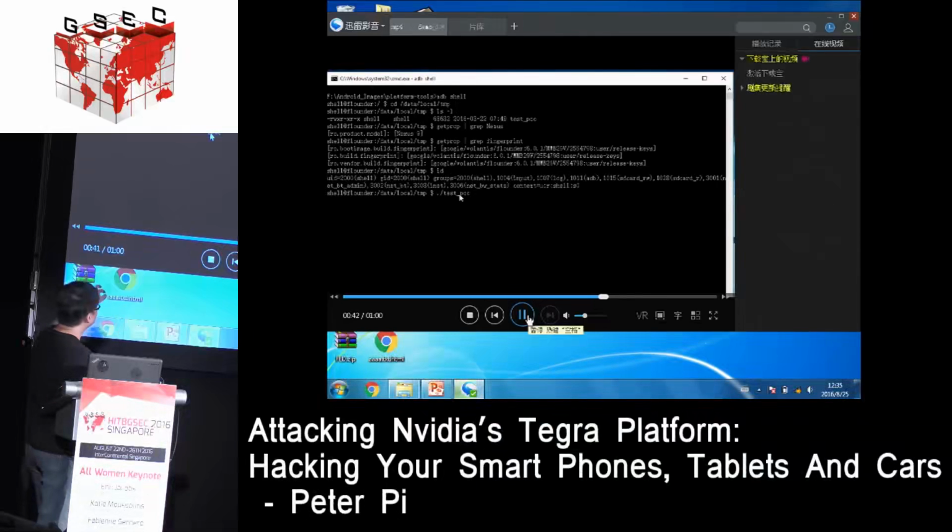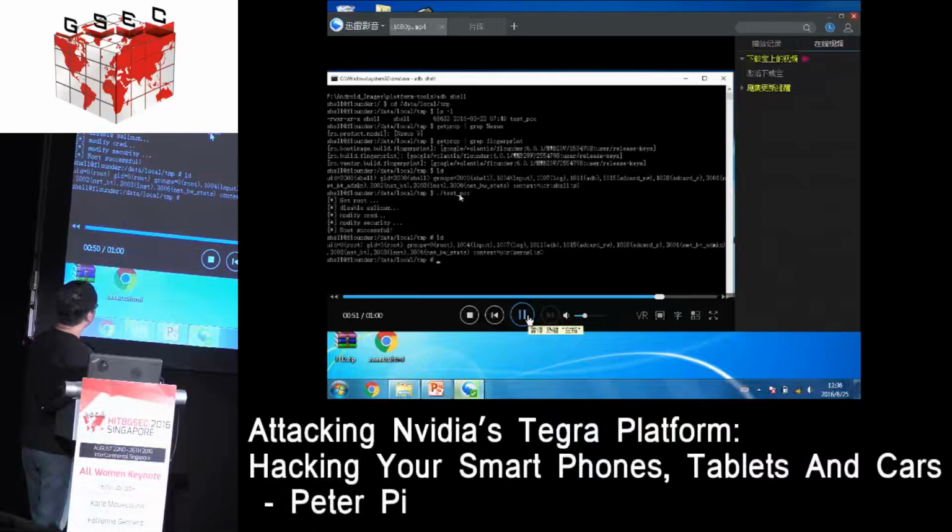It takes some time to spray the many threads. Root successful.